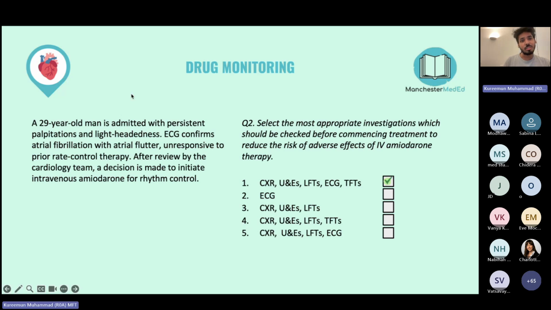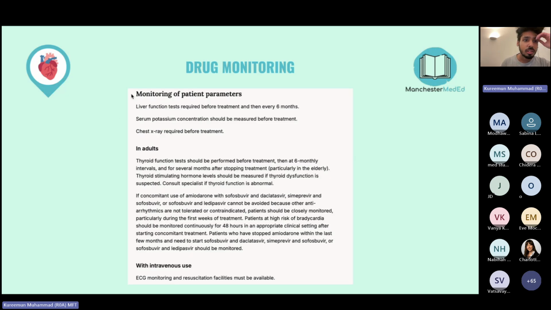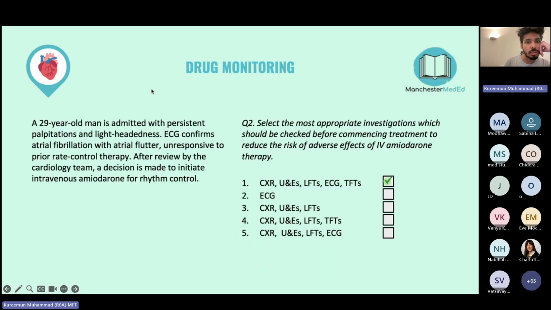So the correct answer is the first one. You need all of them. This is testing that you have read the whole of the monitoring bits. In the monitoring section, it tells you to monitor LFTs, serum potassium, which is your U&Es, and a chest X-ray before treatment. In adults, and this patient is an adult, you need to do thyroid function tests. And if you scroll down, you would see the IV use, for which you need to do ECG monitoring. So it will be all of them before you start treatment. Basically, you need to read through things, sadly.